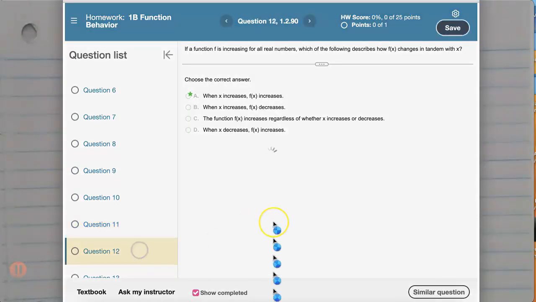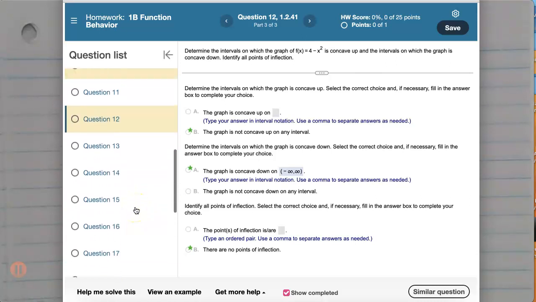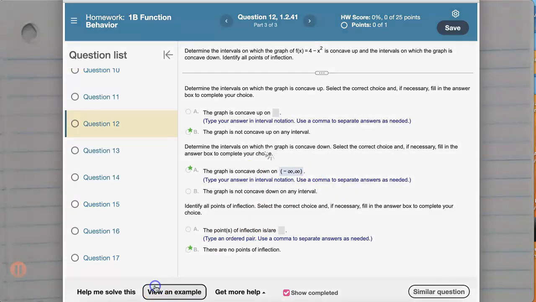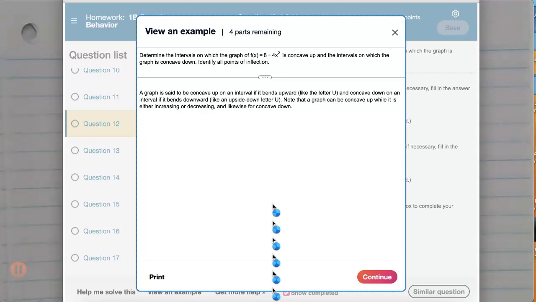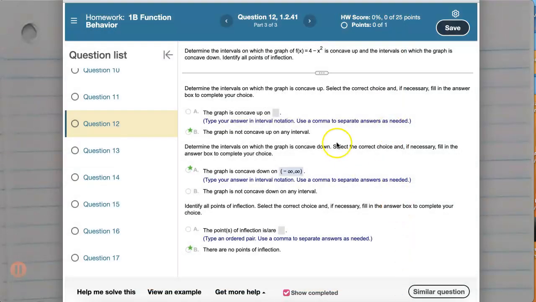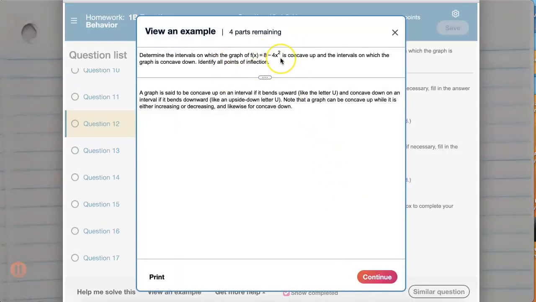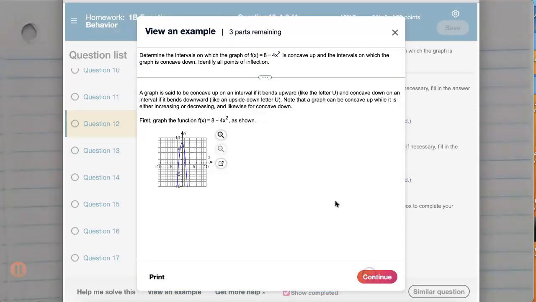And I'm going to go on to another page for number 12. All right. Determine the intervals on which this is concave up and the intervals where it is concave down. Identify all points of inflection. Okay, well, let's see what we get.